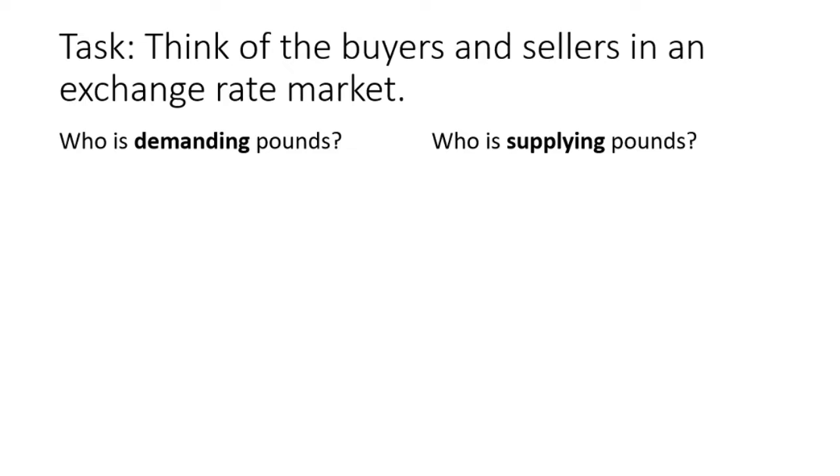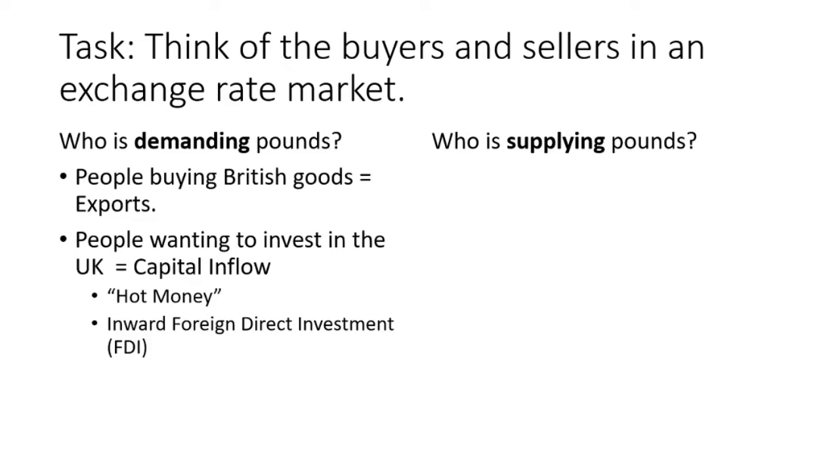To understand what the exchange rate market looks like, a useful task is to think of the buyers and sellers that are actually in this market. To begin with, who is demanding pounds? The people who are demanding pounds are people who want to buy British goods. If you're buying a British good that's exported from Britain, the manufacturer needs to be paid in pounds because that's their currency. So if you are buying British exports, you are going to be demanding those pounds.